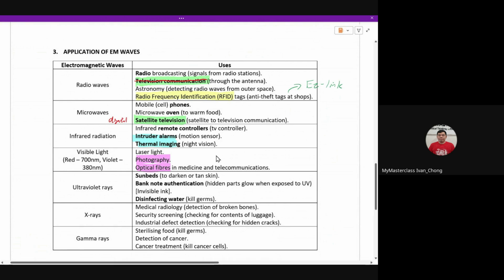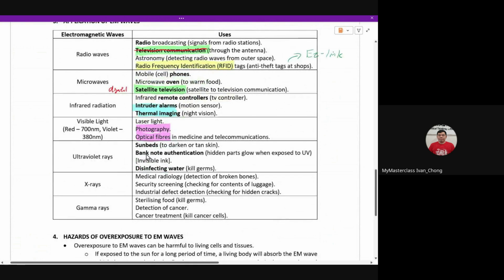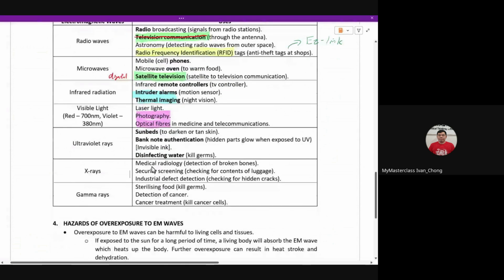Ultraviolet is for sunbathing, and actually also for those kind of invisible ink, they actually give you UV light to actually show the parts. Same thing, if you want to prove that your banknote is real, you can also use ultraviolet light. So your X-ray itself, mostly for medical purposes, and also for your safety, security purposes as well.